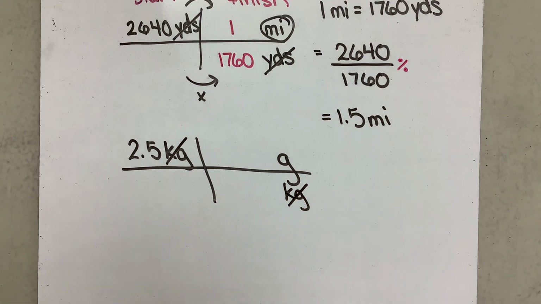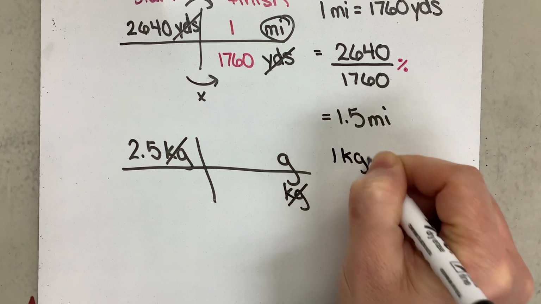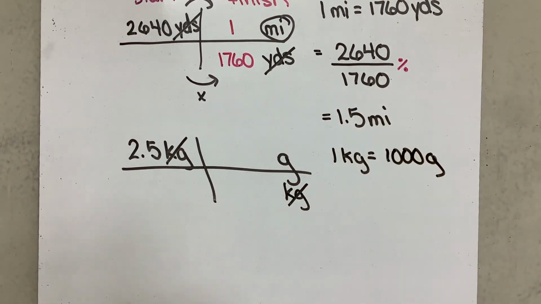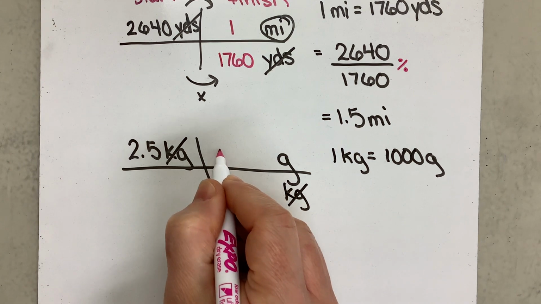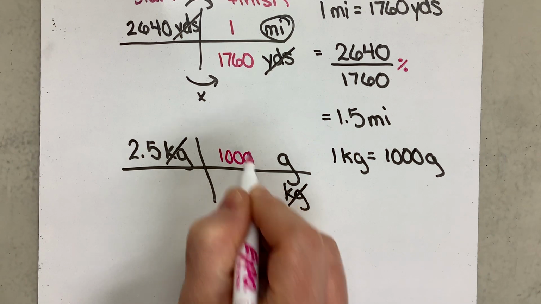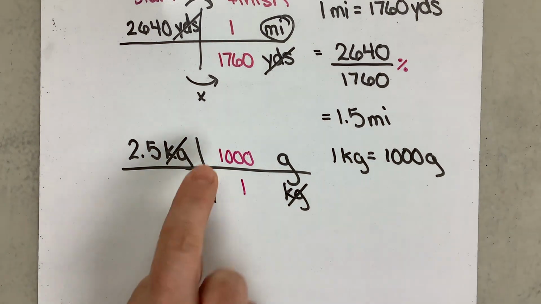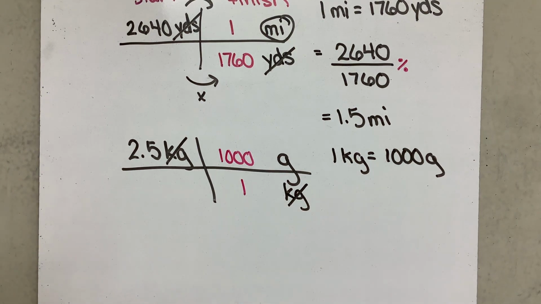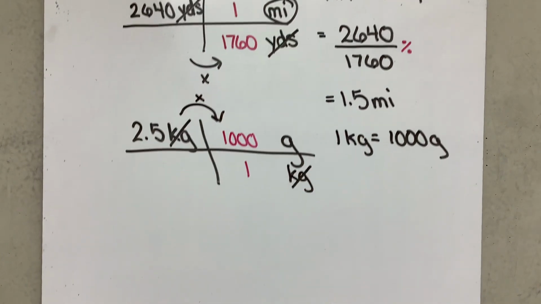Now, I know that 1 kilogram equals 1,000 grams. Yes, I know many students can do this in their head, but they are asked to set up these ratios and to be able to use the dimensional analysis method. So we're going to put the 1,000 with the grams and the 1 with the kilogram. When they're next to each other, we're going to multiply.